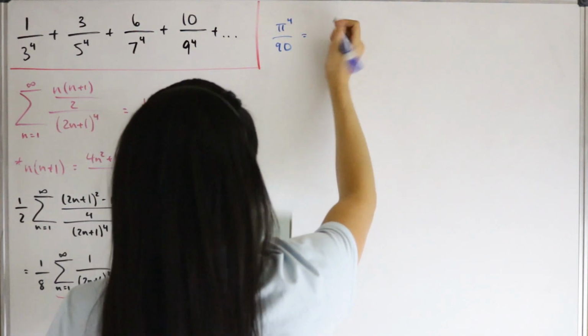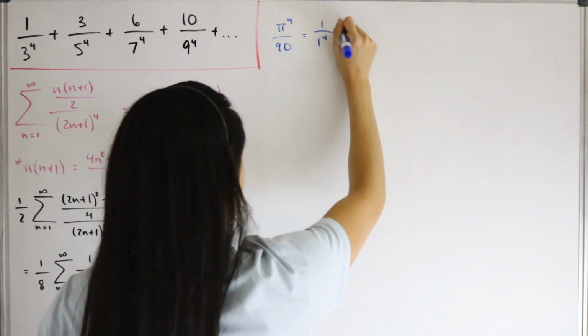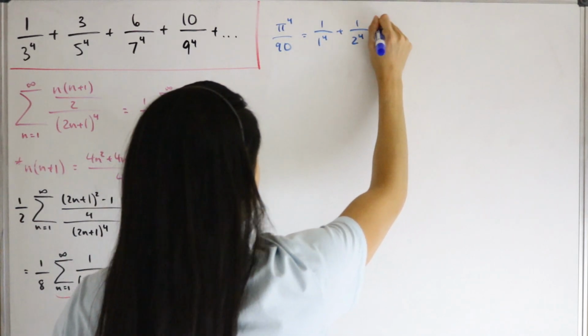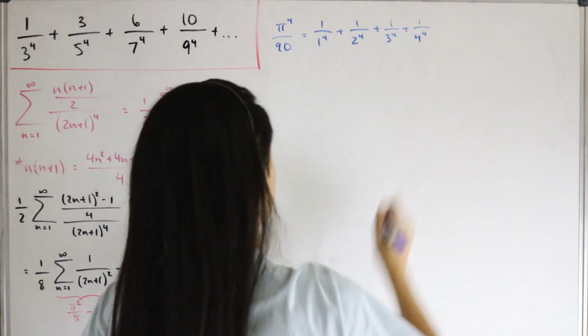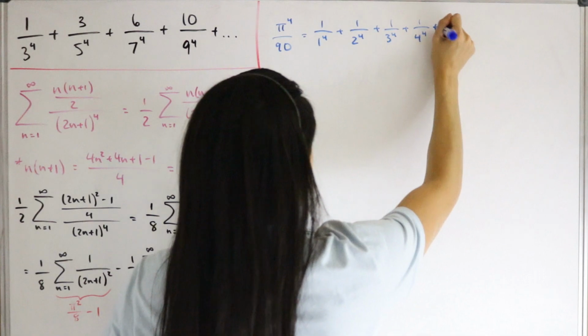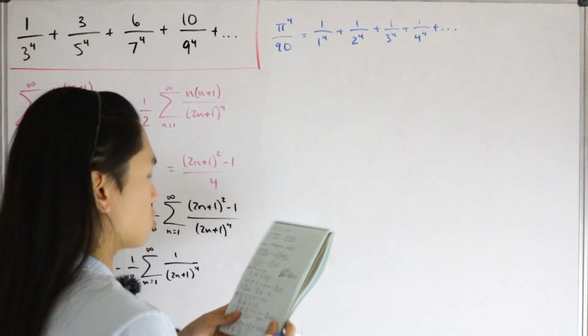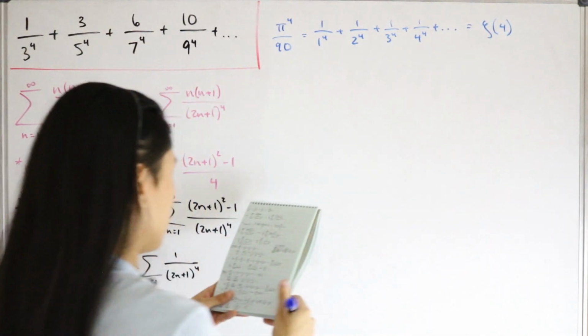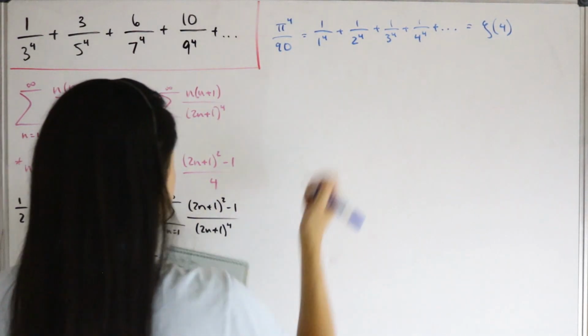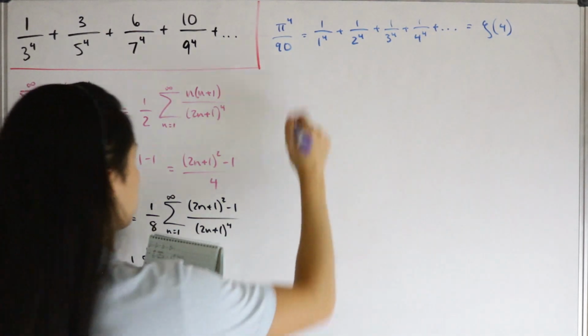That expansion written out is 1 divided by 1 to the power 4, plus 1 divided by 2 to the power 4, plus 1 divided by 3 to the power 4, and so on and so forth. So it's the reciprocal of the 4th degree of that expansion. Let me continue by saying this is the Riemann zeta of 4. Then let's do a similar argument to the one we did earlier.